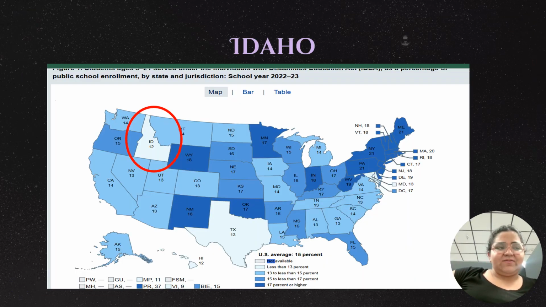Something that has me a little bit disappointed is the fact that I couldn't find specific information about specific disabilities. This is the most I could find about it. And this is a map that shows how students with disabilities are distributed in each state. For this case, in Idaho, it is 12% of the student population.